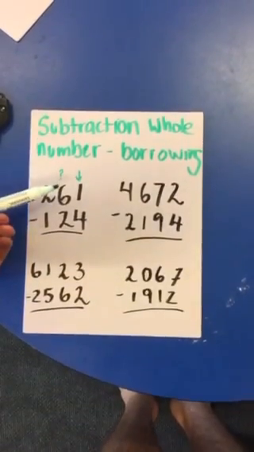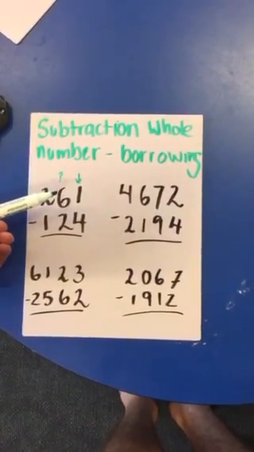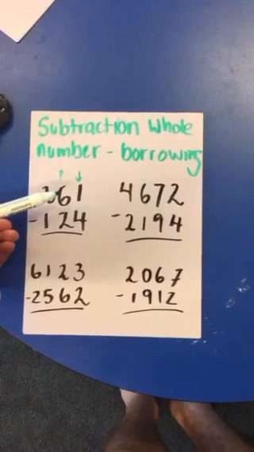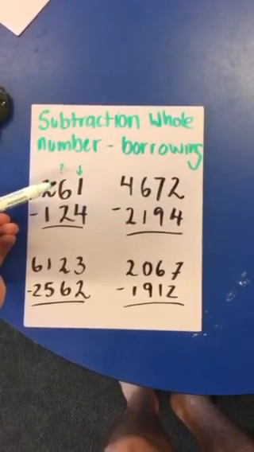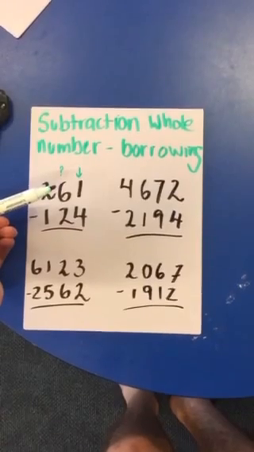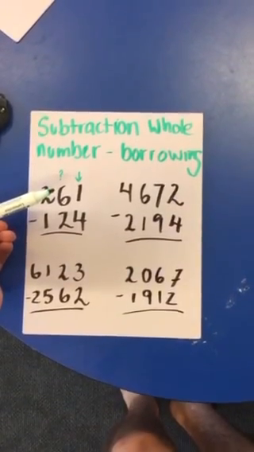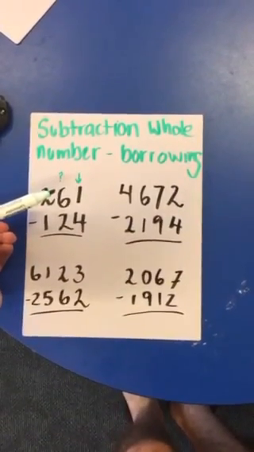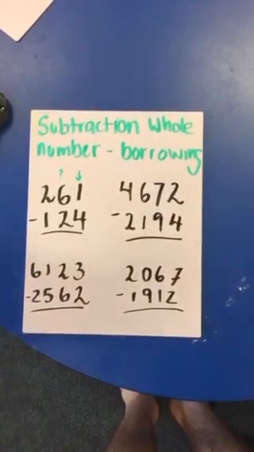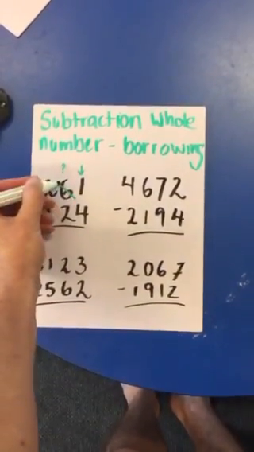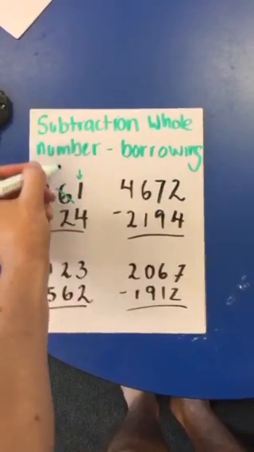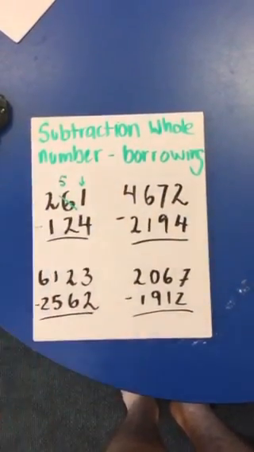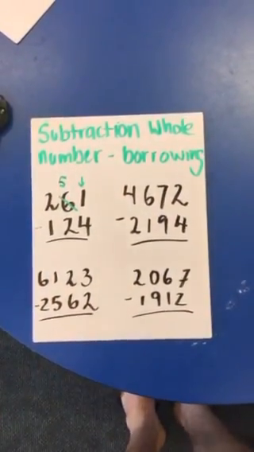If this was a 5, I could borrow. If this was a 4, I could borrow. If it was a 3, if it was a 2, or a 1, I couldn't. But it is larger, so I will borrow. And instead of being 60, it becomes 50.